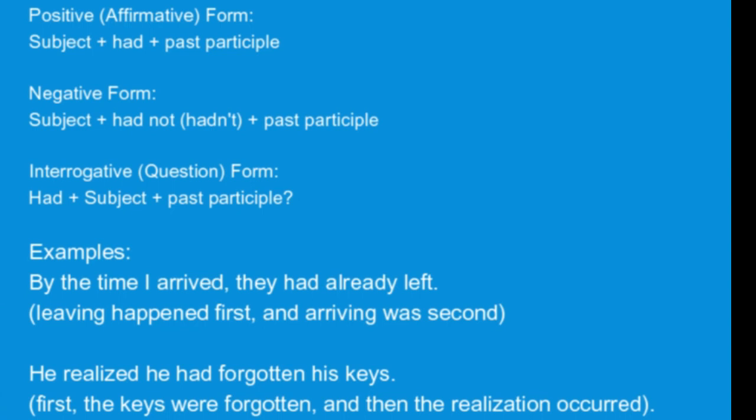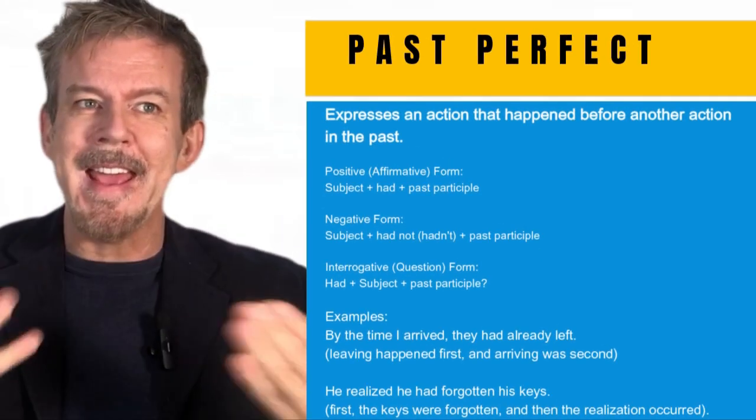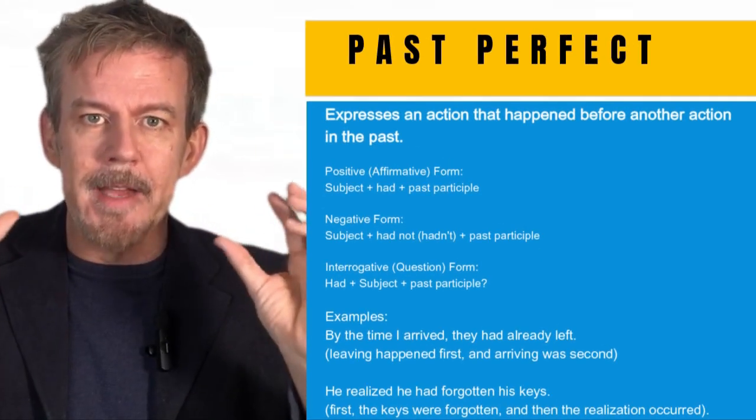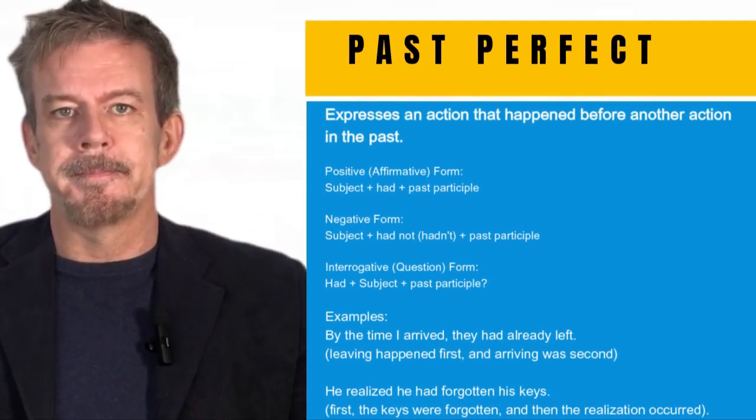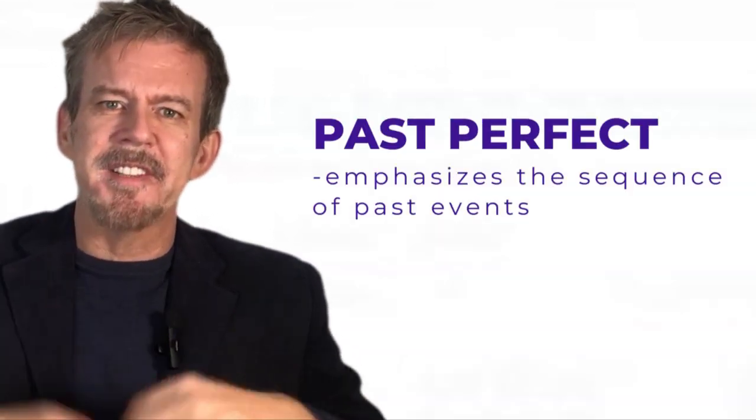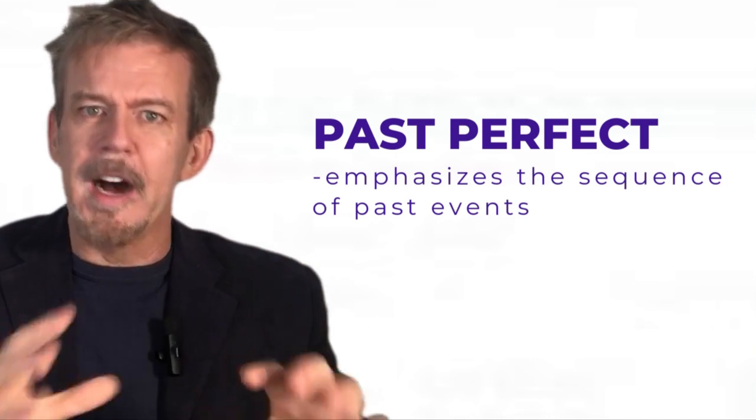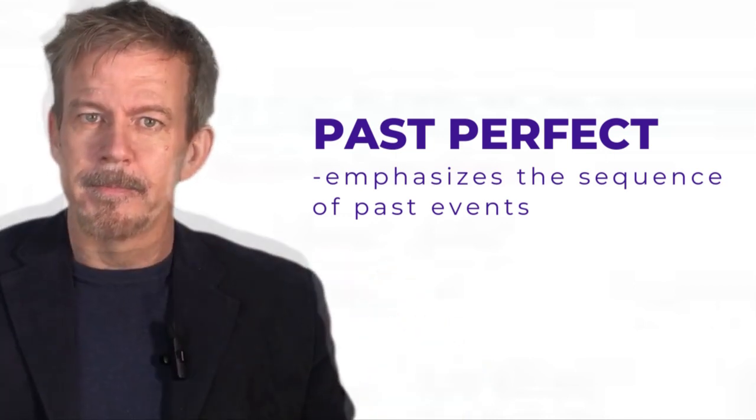Or, he realized he had forgotten his keys. So first, the keys were forgotten. Then the realization came. Where are my keys? So again, past perfect emphasizes the sequence or order of past events.